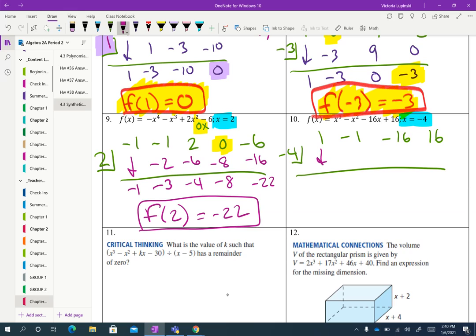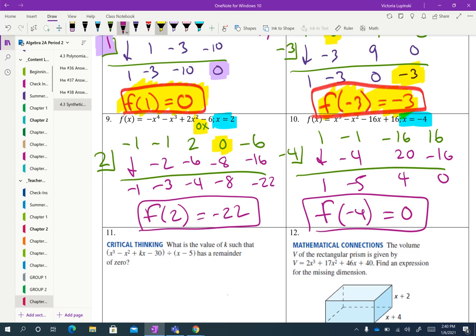And one last time, so bring down the 1 times -4, adds to -5, multiplies to 20, adds to 4, multiplies to -16, and you got yourself a 0. So f of whatever they gave you is equal to whatever the remainder is, which in this case is equal to 0. So not only did I split this lesson up, front side, back side, but your homework is really kind of similar. So just make sure that you're reading the directions. If it says divide with synthetic division, do it like the front side and give your answers accordingly. If it says use the remainder theorem, then you're going to do it like such.